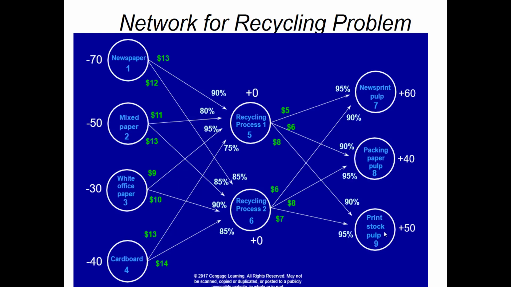So in this problem we want to minimize the cost associated with meeting these demands, given that we have these types of materials and we want to convert them. We have two processes to recycle them, and so we have to minimize the cost. Let's look at the problem one more carefully.